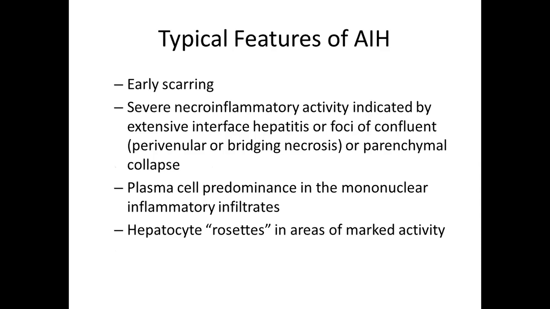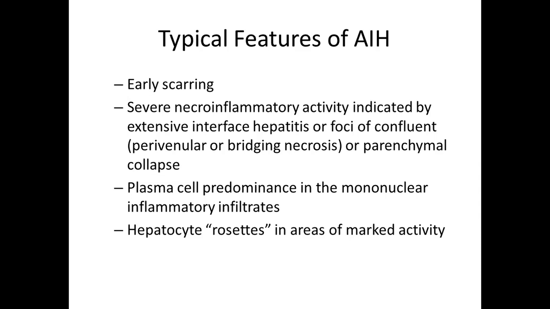Typical features of autoimmune hepatitis need to be remembered. Again, I'm emphasizing the typical features that one should see while looking at the biopsy of a person suffering from autoimmune hepatitis. So there may be early scarring and severe necroinflammatory activity. Severe necroinflammatory activity means the inflammation would be severe enough, and so would the process of necrosis.